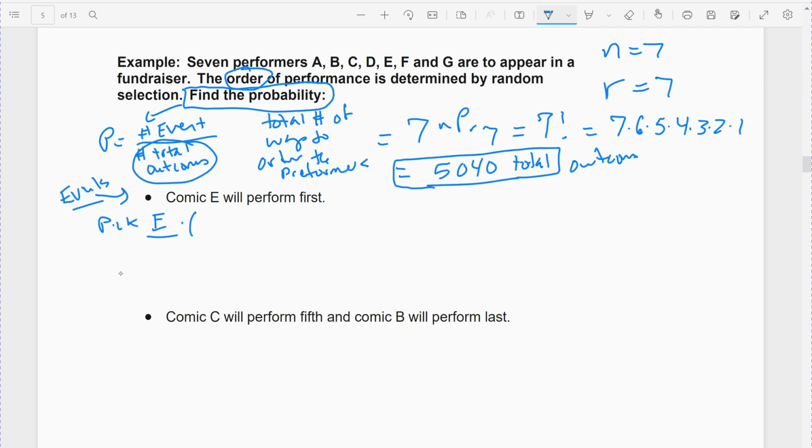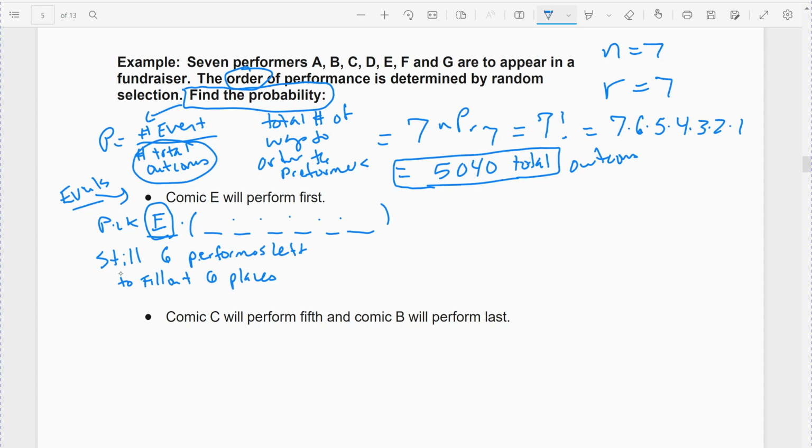He's in the first spot, which means he's been picked. I've picked E. He's gone. He's been put in position 1. That means once I've picked E and he's first, there are still 6 performers left to fill out 6 places. Basically we've eliminated one of the performers. We've picked one of them, we've placed one of them, and so we have the remaining spots left.